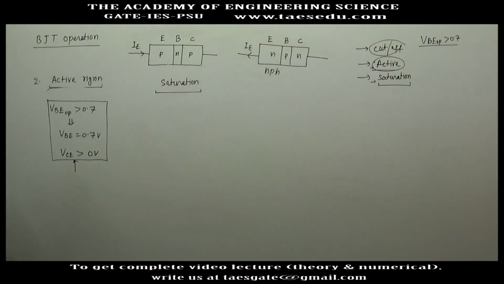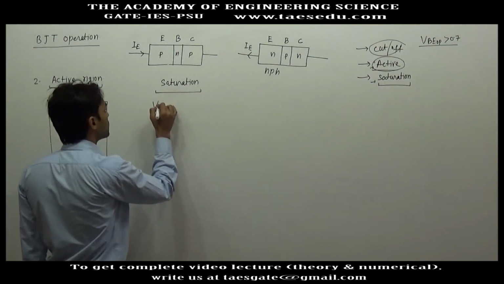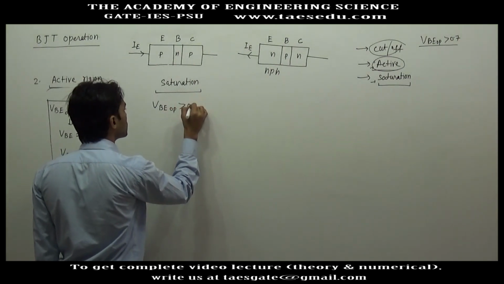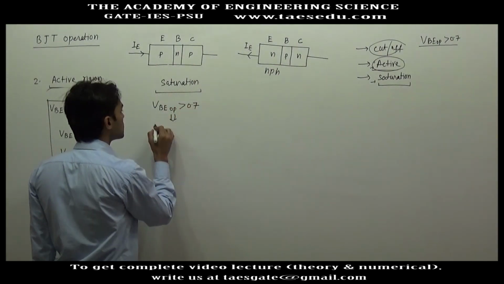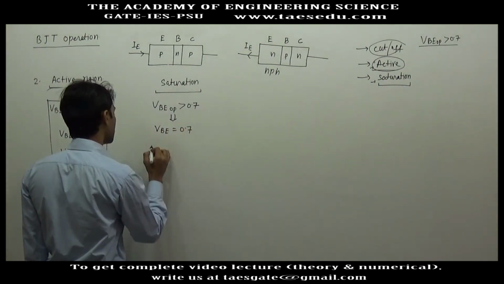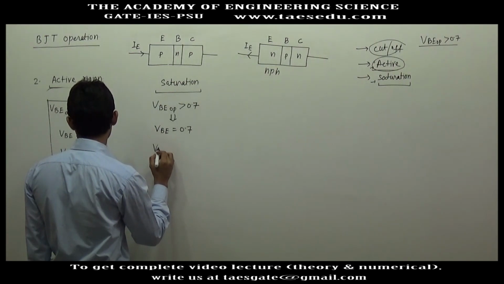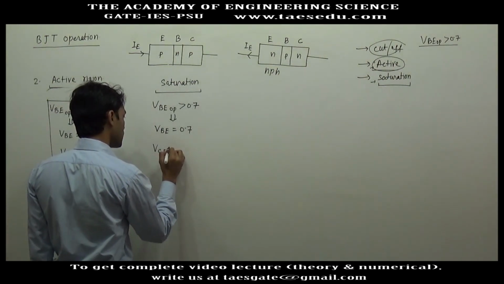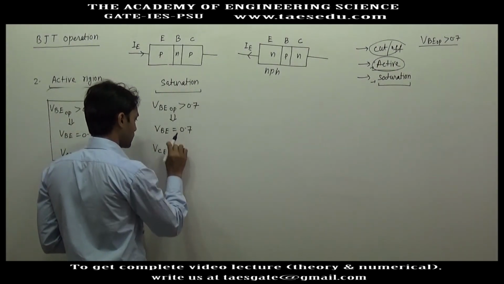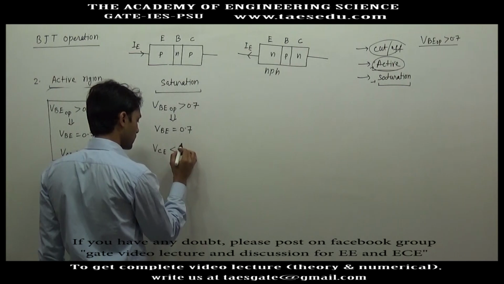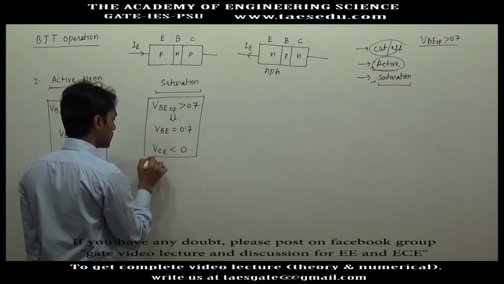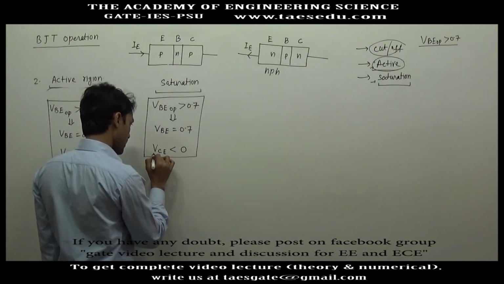So in saturation what will happen? VBE open circuit is greater than 0.7 volt, means this is out of cutoff region, and I will just write VCE greater than 0. Or better to write VCE will be less than 0 volt. VCE less than 0 volt. I will add a statement here.